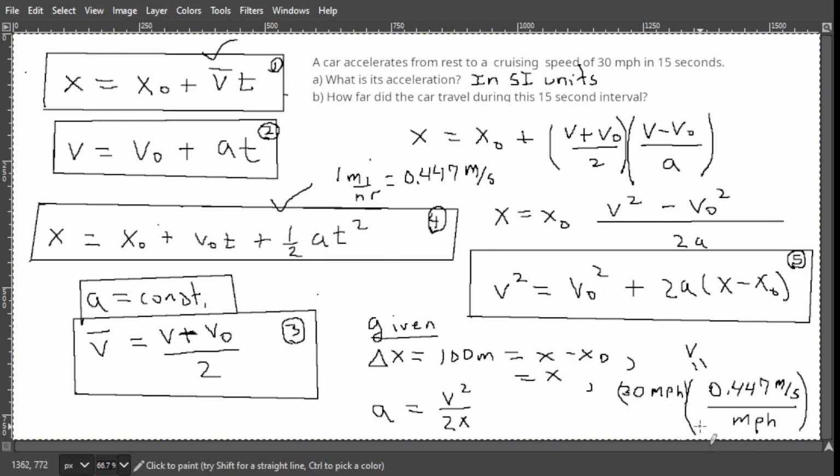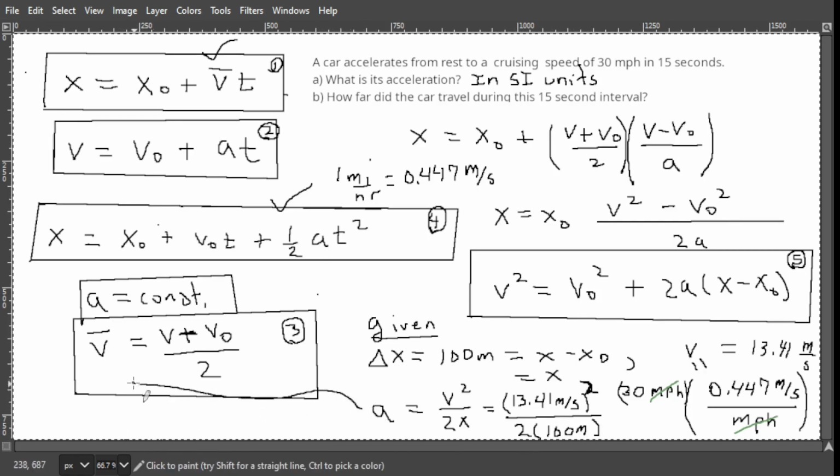So here's our final velocity. 30 miles per hour times the conversion factor. You'll get miles per hour canceling with miles per hour. I got 13.41 meters per second. So now we just want to put all that information in over here. 13.41 meters per second, all squared, divided by 2 times the displacement. Here we're just rounding to 100 meters. And I'm getting right over here, the acceleration is equal to 0.899 meters per second squared. Up to rounding error, that's roughly the same as the answer we got above.